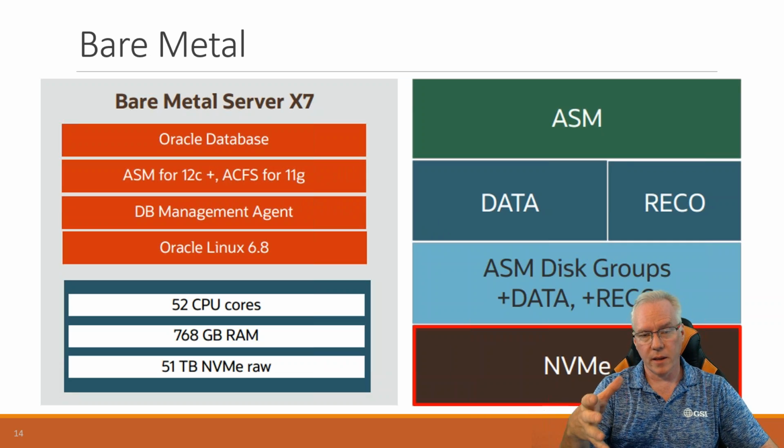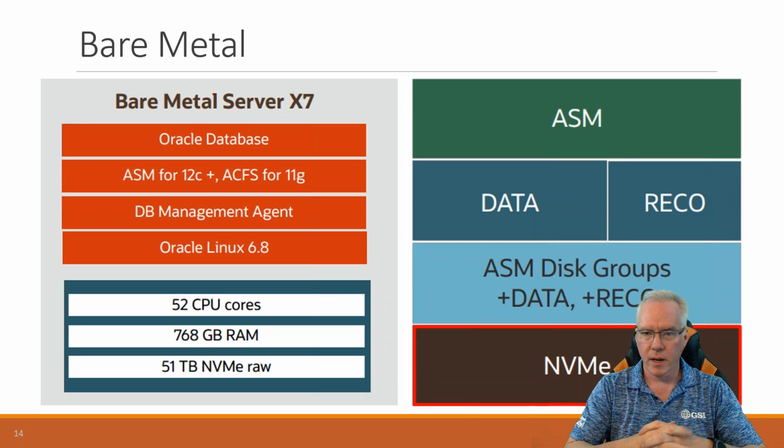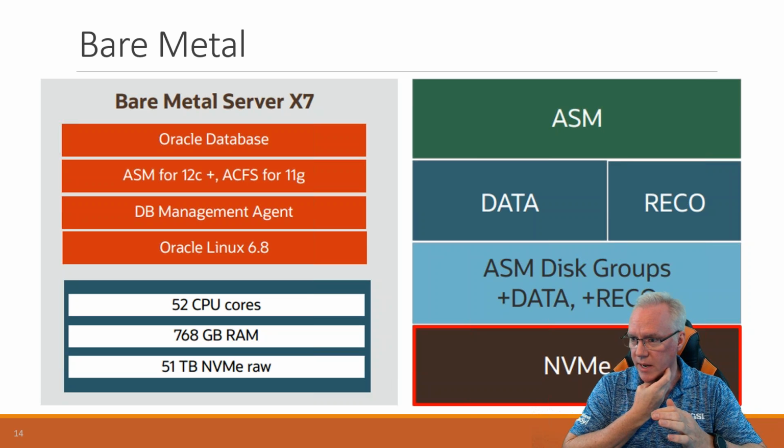There's also another thing that's called BareMetal, which is like an actual physical machine. We're not going to show any BareMetal today, but that is available for you. It's a huge amount of stuff, 52 cores, 51 terabytes of NVMe.